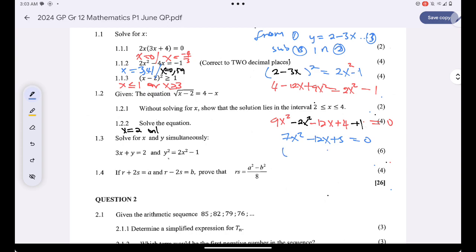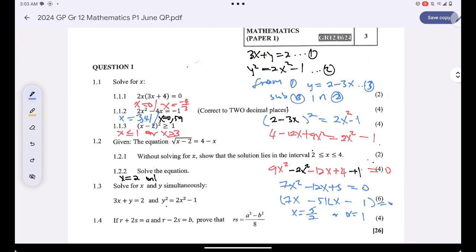And then whenever I factorize this, guys, please, if you're still struggling with factorizing, please go check lesson number 1 and 2 on the YouTube channel. Right? So the factors are 7x and 5, giving x is equal to 5 over 7, or x is equal to 1.